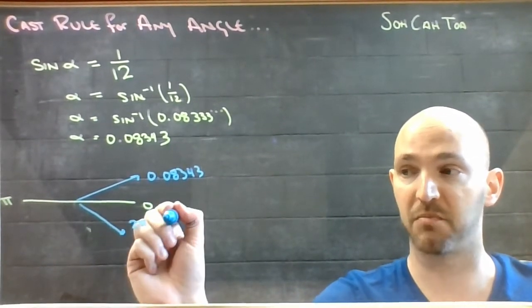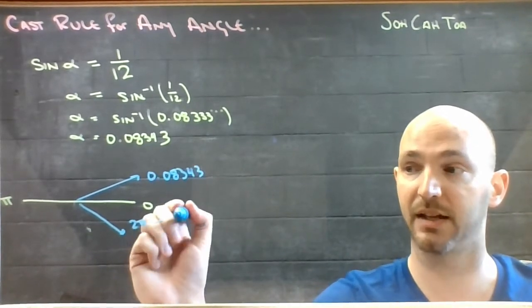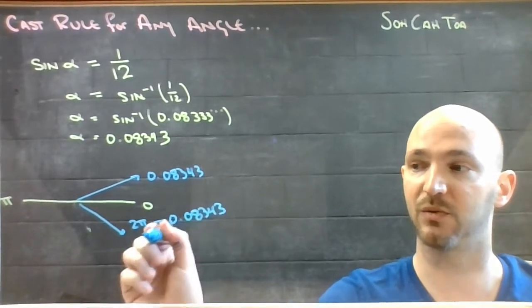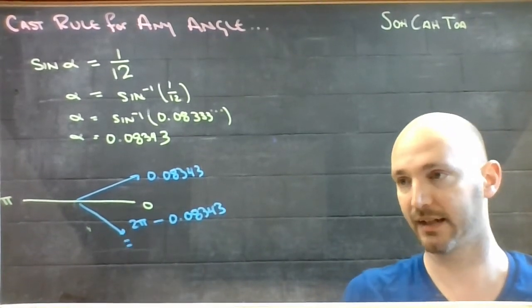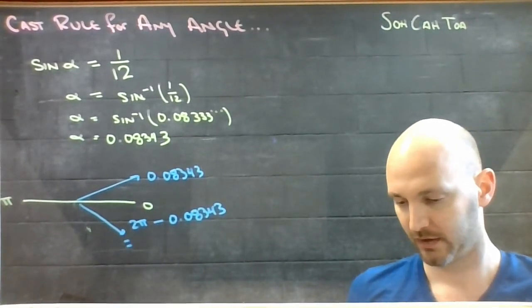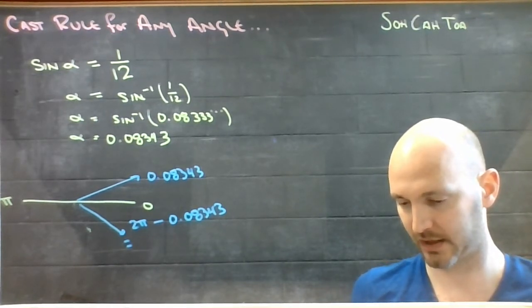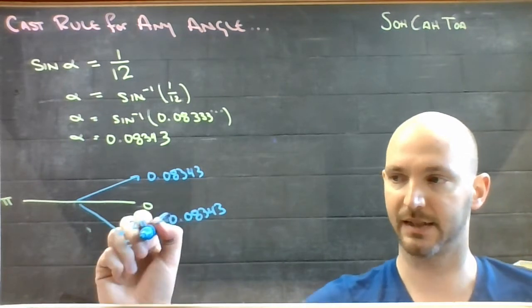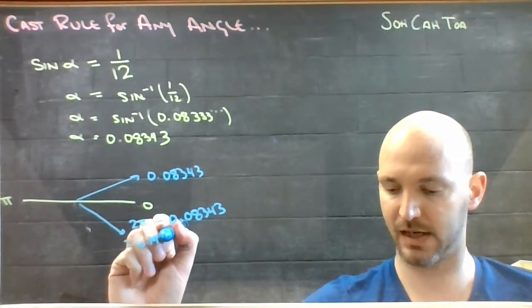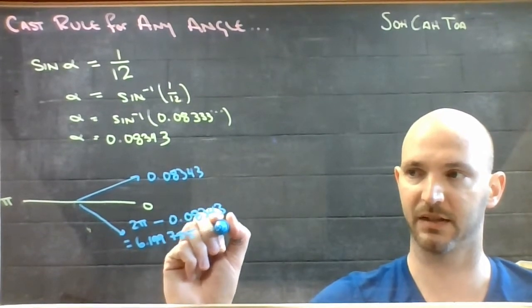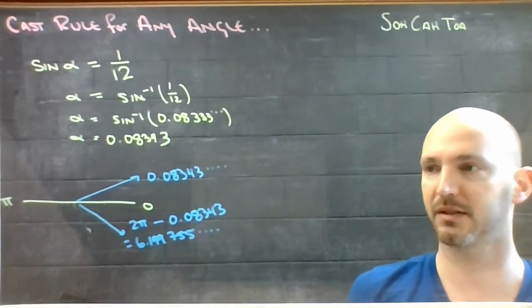To get the answer in this quadrant, I had to go all the way around to 2 pi. And then I had to back up by the size of my family member. So if I take 2 pi and I subtract that, I end up with 6.19975 something something something. The same way this was something something something.